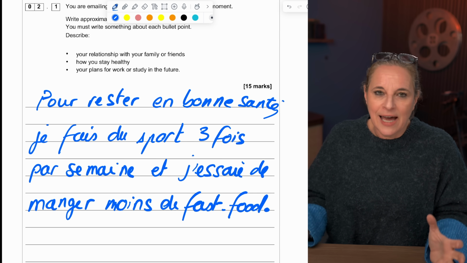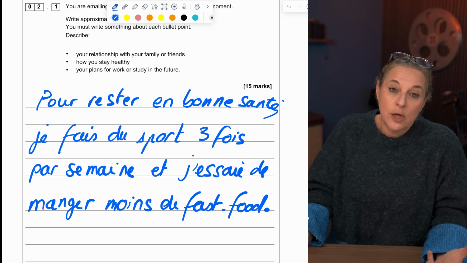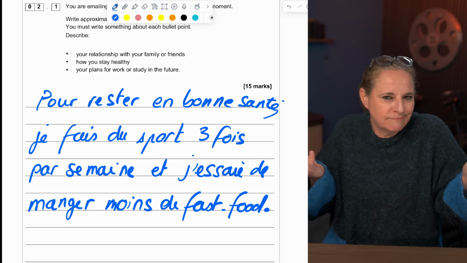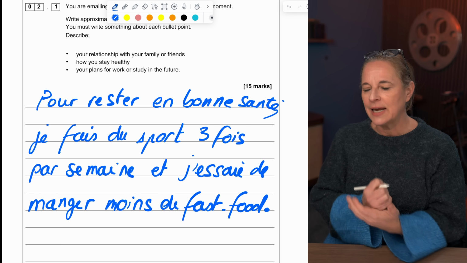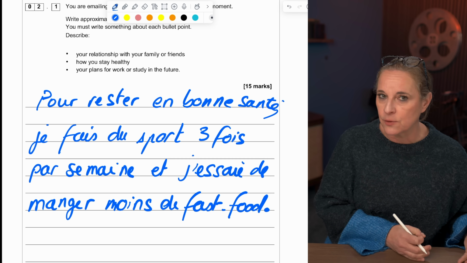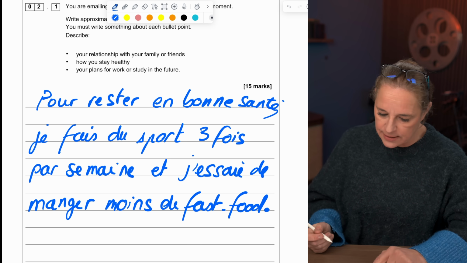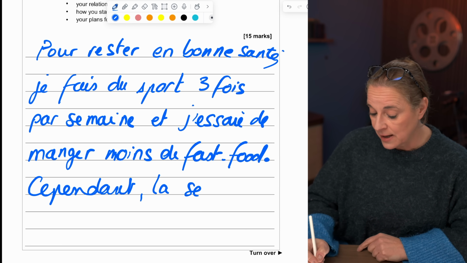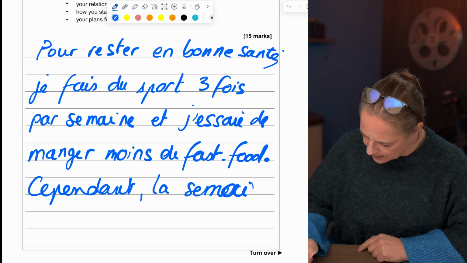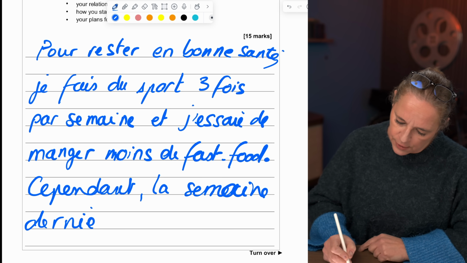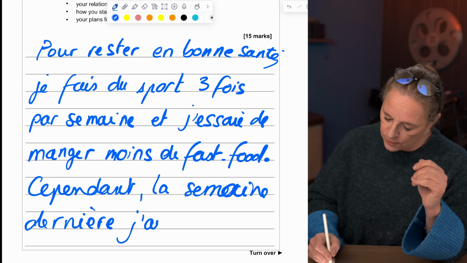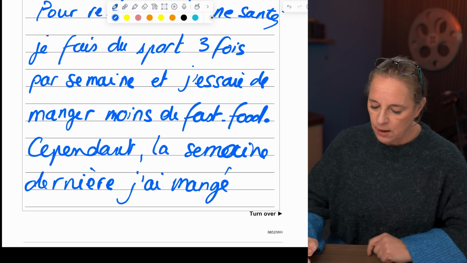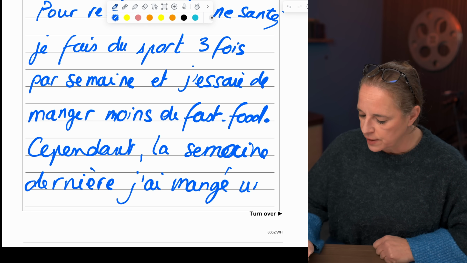Again, you could add on cependant, la semaine dernière, j'ai mangé une pizza. You could, okay, if you wanted to be clever and add a difficult tense, such as the passé composé, that could be one. So I can add it on cependant, okay. La semaine dernière, oh, sorry about that, la semaine dernière, j'ai mangé. Now again, you have learned the passé composé. J'ai mangé, you should know that by heart. Un burger, une pizza, whatever, okay?